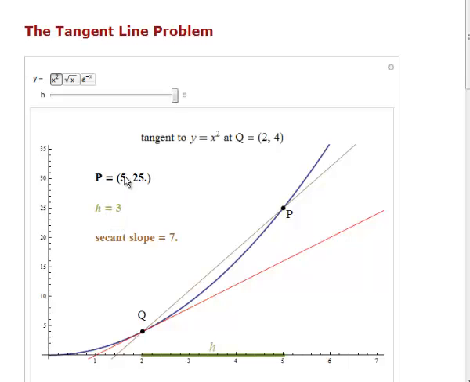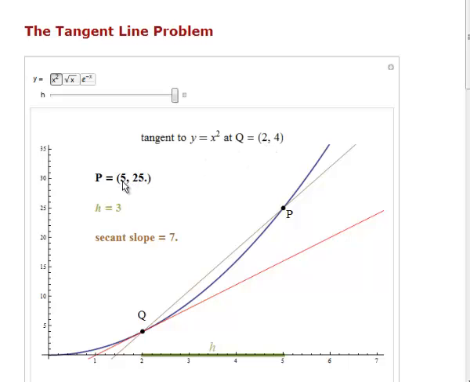And so I can see that this x coordinate here is basically x plus h. So here's my x plus h, because it's 3 units or h units away from the first x coordinate of 2. And then the 25 is my f of x plus h, because if I plug 5 into the function of x and square it, I get 25. So this is x and f of x.